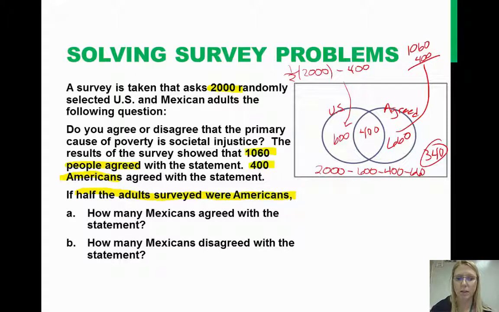Now we can answer our questions. It said, how many Mexicans agreed with the statement? Well, that would mean it would be outside the U.S. circle, because it would be Mexicans if they're not in that circle, and inside the agreed part. So that would be 660 Mexicans agreed with that statement. Part B said, how many Mexicans disagreed with the statement? Well, anything outside of this circle would be disagreed and Mexican, because right here, this 600 would be disagreed in U.S. So that would be a total of 340 people.